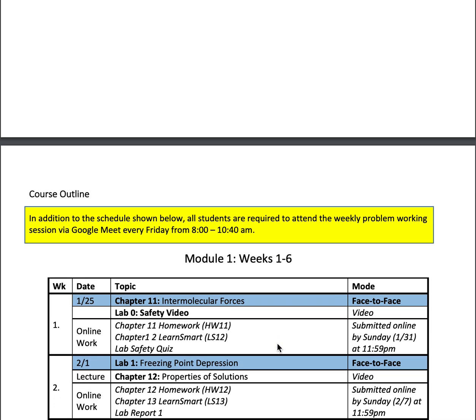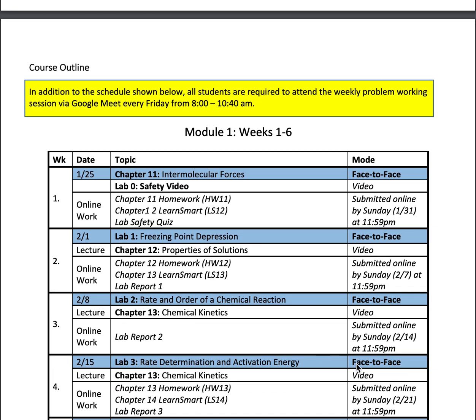Going to be looking at the way that the course is laid out on a week-to-week basis. Please note that there's this reminder up here at the top of the page that every single Friday you're going to be expected to join a Google Meet during class time in order to do a problem working session. That's for Group A and Group B. I didn't put it in the calendar here because it's going to be a regular occurrence for everybody.